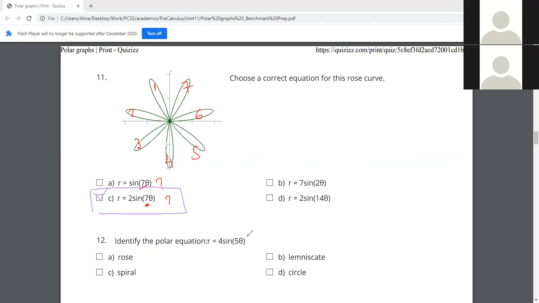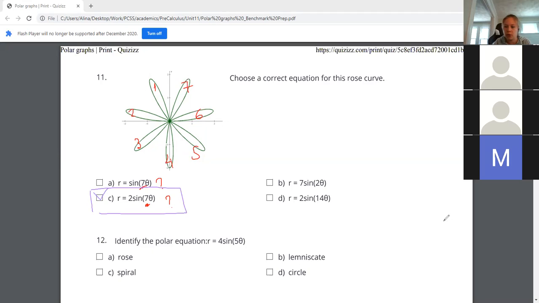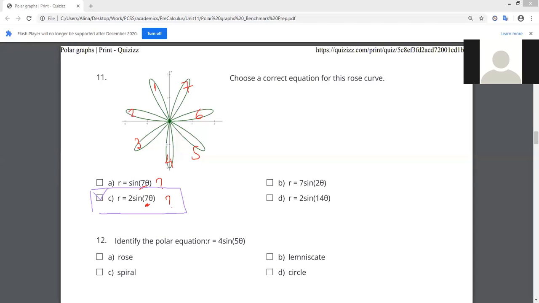Question 12, identify the polar equation r equals 4 sine 5 theta. Rose, spiral, lemniscate, or circle. Question goes to Daniela. Question 12 is all yours. Would that be A? That will be a rose? Yep, perfect. It will be a rose with 5 petals. Good job, thank you.